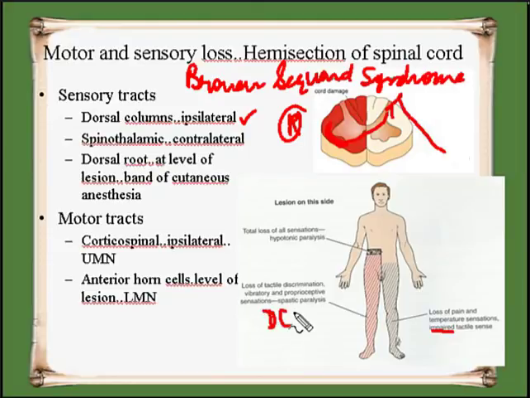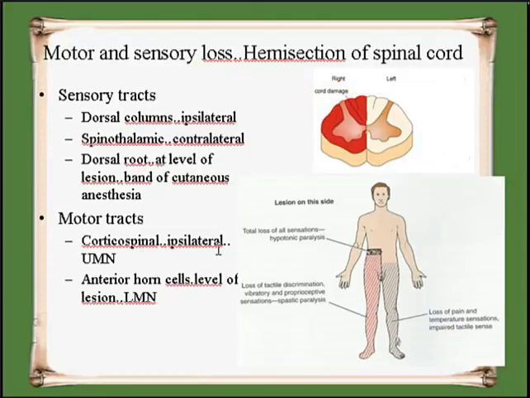In the motor tracts, this area is where the corticospinal fibers are affected. So there's an ipsilateral, on the same side, upper motor neuron type of lesion. And at the level of lesion, as it's sliced here, the anterior horn cells get affected. So there is a lower motor neuron lesion at the level of lesion. So this is what happens in Brown-Séquard syndrome. You must understand this really well, so make sure you listen to this part carefully and understand how the lesion is affected.